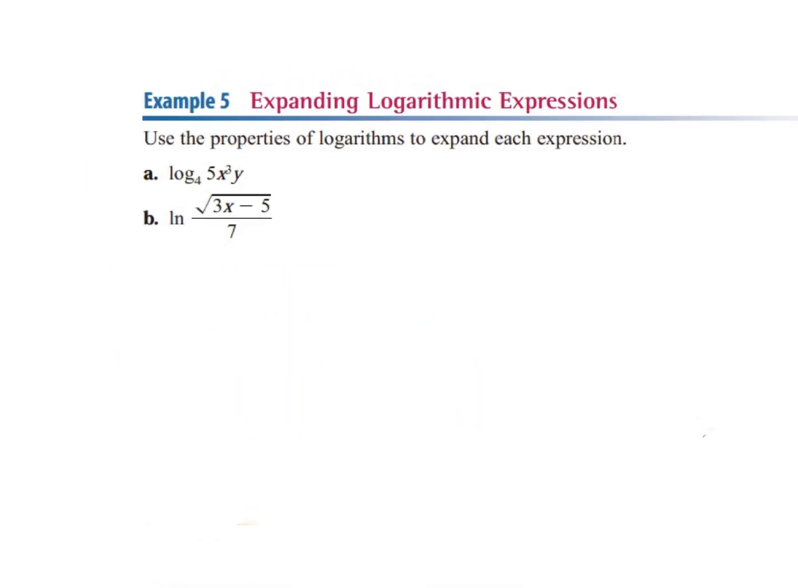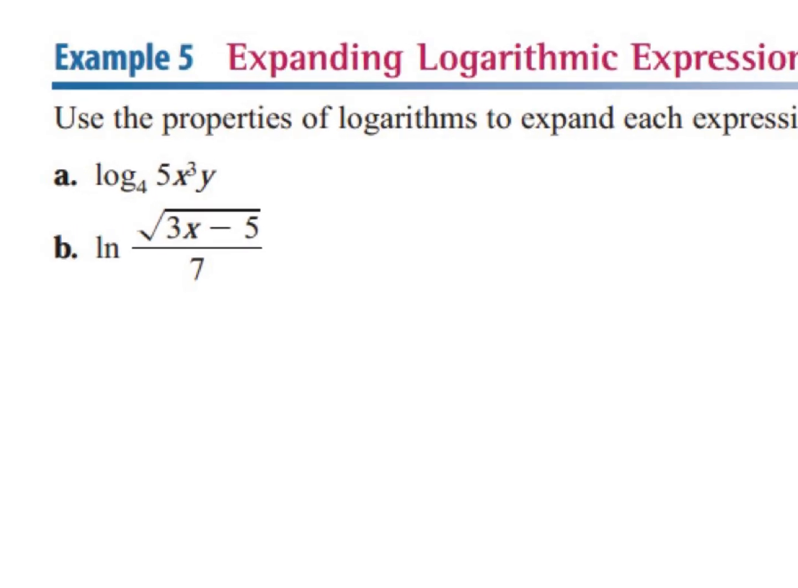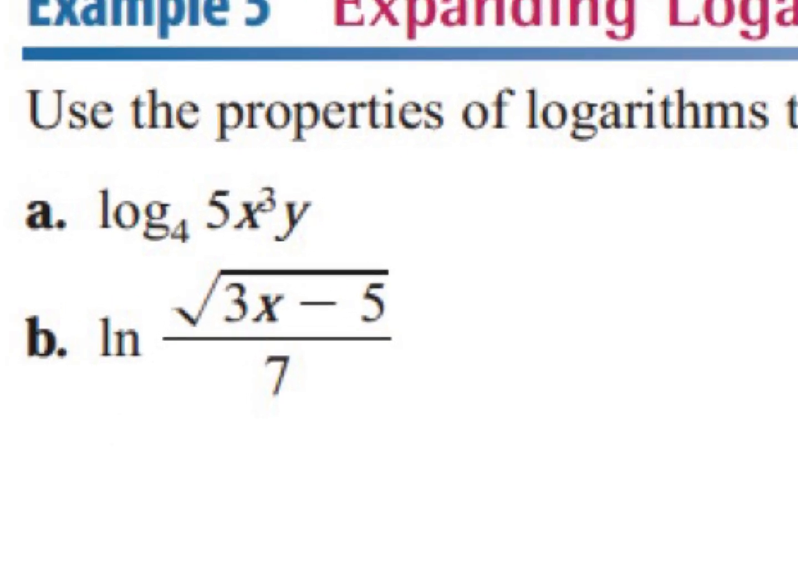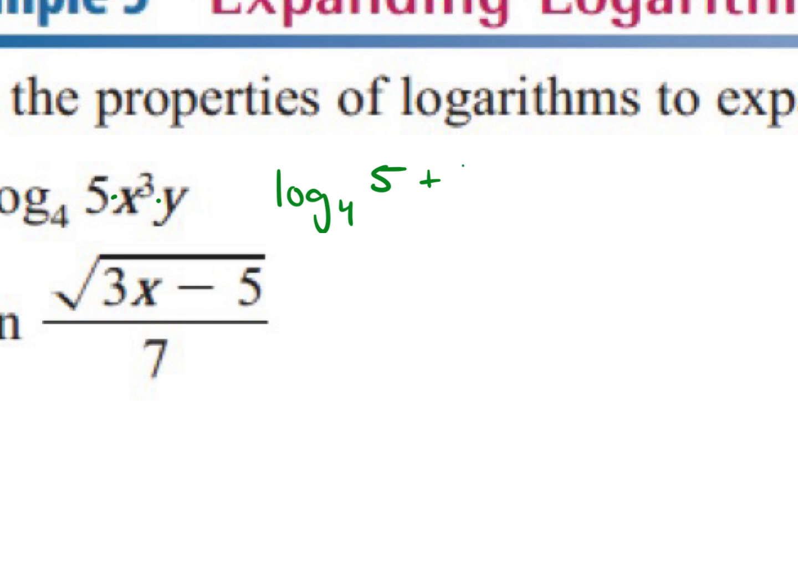So on the next page, we're going to expand using our properties. So we're going to break it apart. Each term is going to get its own log. In A, what are we doing between the 5, the x cubed, and the y? Multiplying. What goes with multiplication? Addition. So we're going to break them apart using addition. So we have log base 4 of 5 plus, every time we break it apart, each term is going to get its own log. So log base 4 of x to the third power plus log base 4 of y.